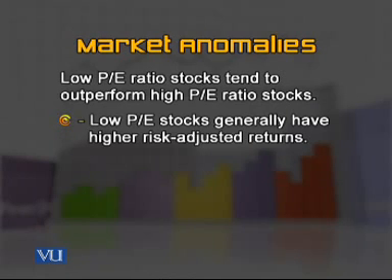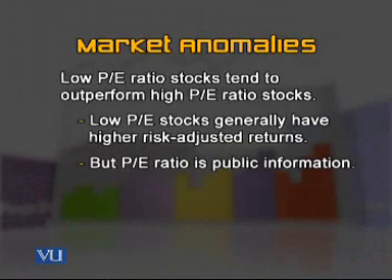Low PE stocks generally have higher risk-adjusted returns. Interesting. But these are anomalies of the market between facts and fallacies. But you do know all price-earning ratio information is public information, because how do you derive a price-earning ratio? Obviously, you have the price of the share on a particular day or a particular week, and you also have the earning per share on which all this ratio is based. Since price-earning ratio is based on market price and earning per share, that information is available to the public.